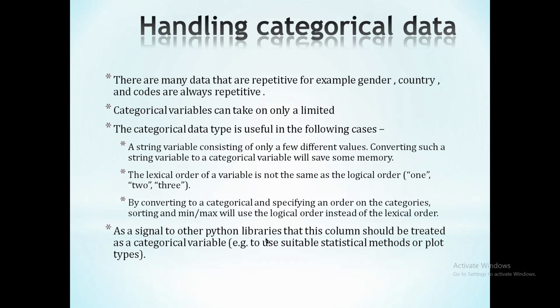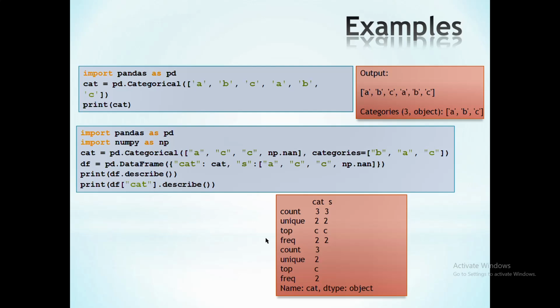The lexical order of the variable is not the same as the logical order. For example, 1, 2, 3 will be the logical order. By converting to a categorical and specifying an order on the categories, sorting, minimum and maximum functions can be used easily on the logical values rather than the lexical order. It also signals to other Python libraries that this column should be treated as a categorical value, so we are using a function called categorical.